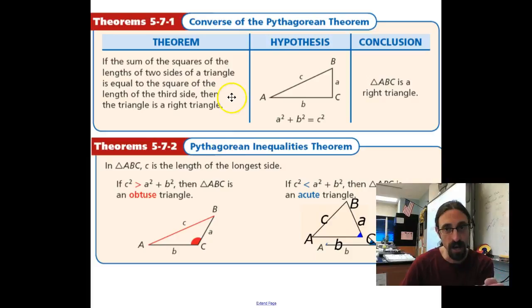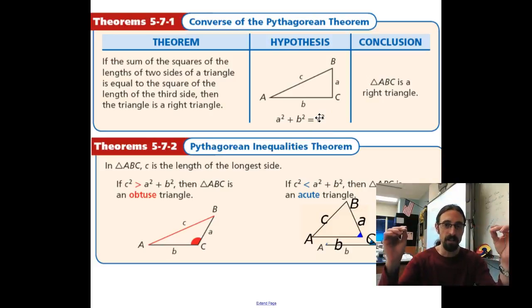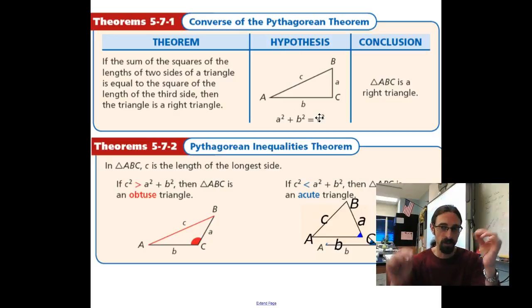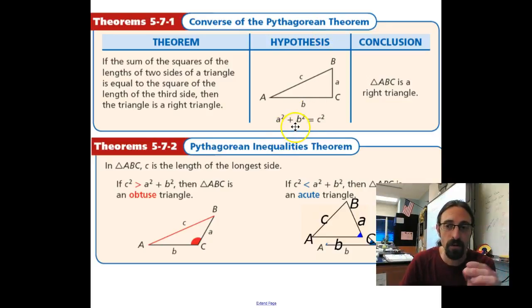What these say is, let's say I don't know what the measures of the angles are, but if I add the sum of squares, so a squared plus b squared, and that equals c squared, and c is always the longest side of a triangle, it's the hypotenuse if it's right, but c is always the longest side. Anyway, if a squared plus b squared equals c squared, then by the converse of the Pythagorean theorem, it has to be a right triangle.